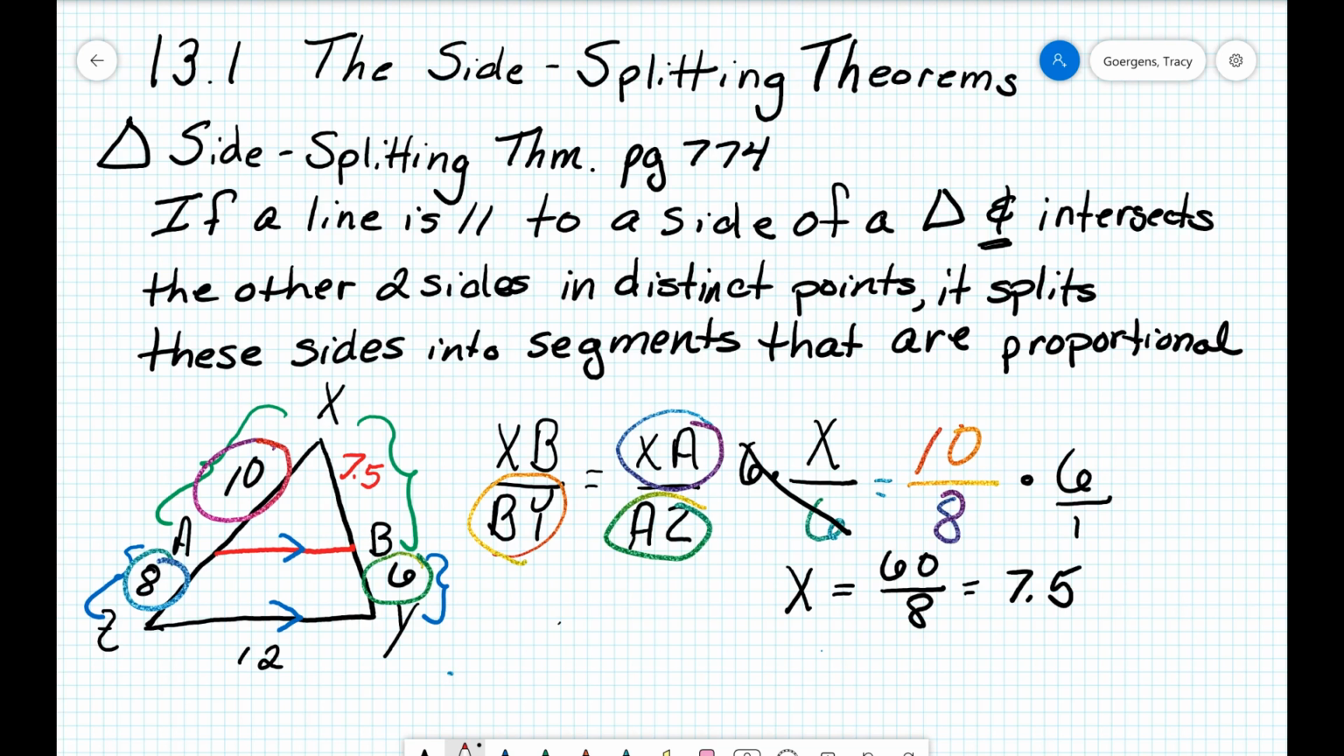You can set this up as similar triangles, okay? We can use our similar triangles, angle similarity, or corresponding lengths being equal. So you can say that triangle XAB is going to be similar to triangle XZY. Okay, so you can set in those values from there and find the base from that.